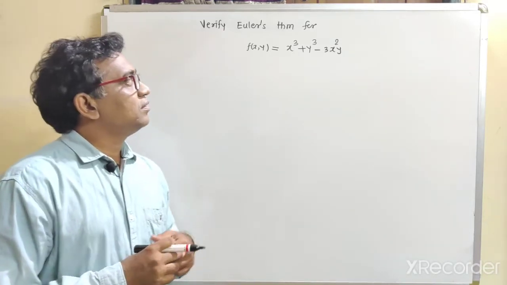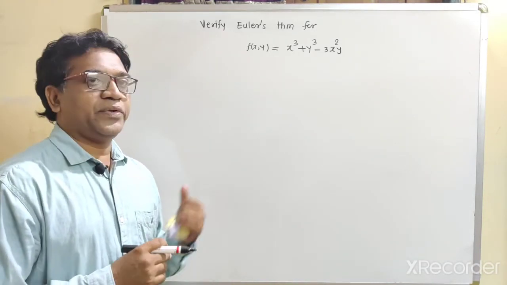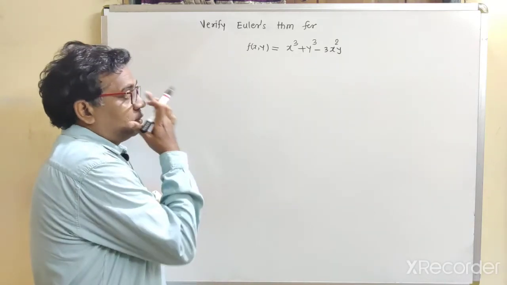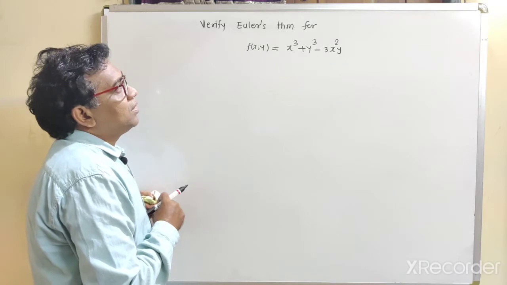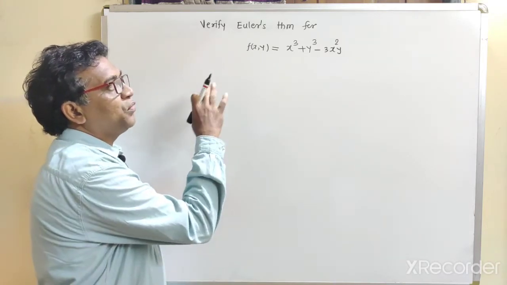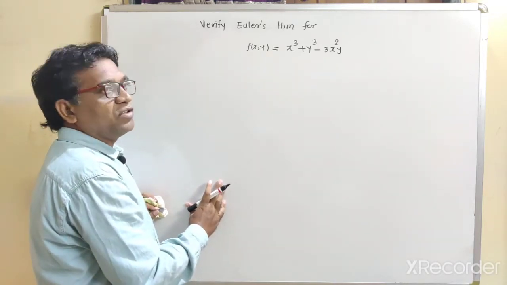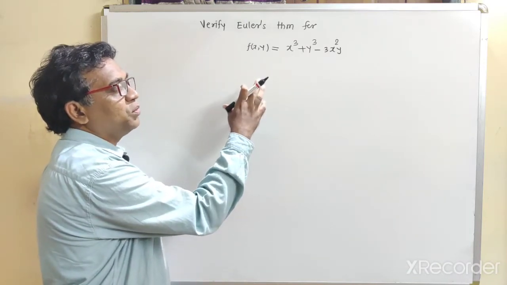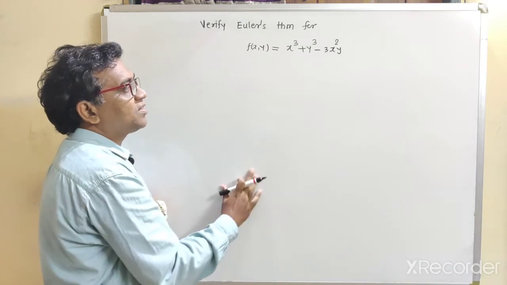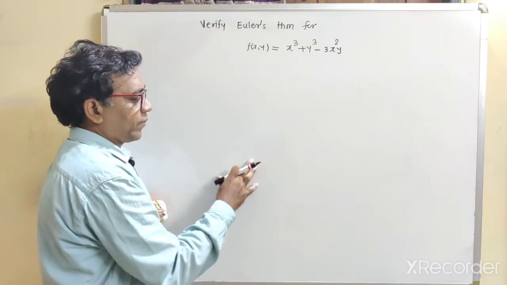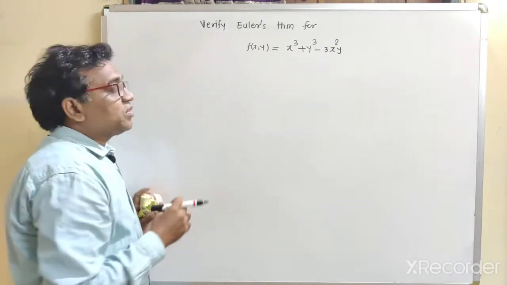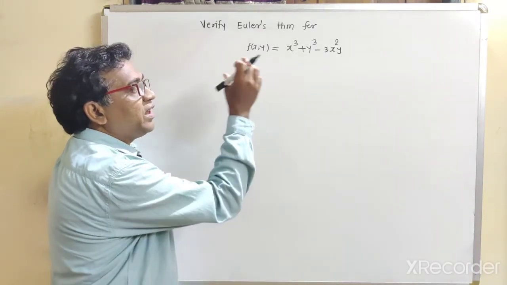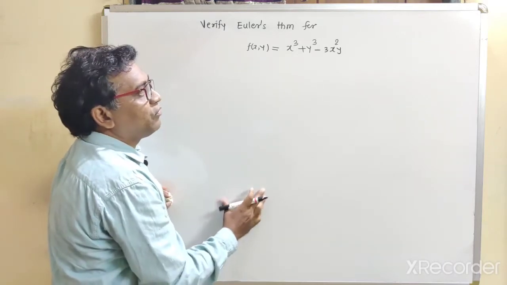Now let us take one example on Euler's theorem. Now this is the example: verify Euler's theorem for the function f(x,y) is equal to x cube plus y cube minus 3x square y. Now see, this is the verification of Euler's theorem for the given function.